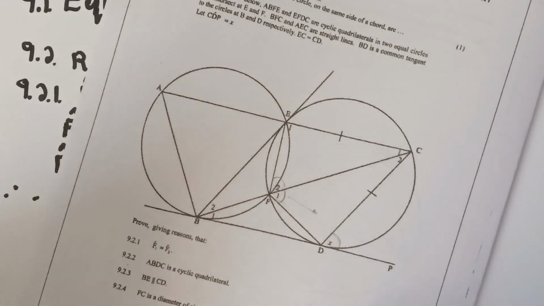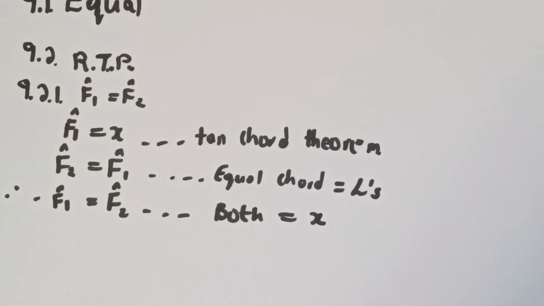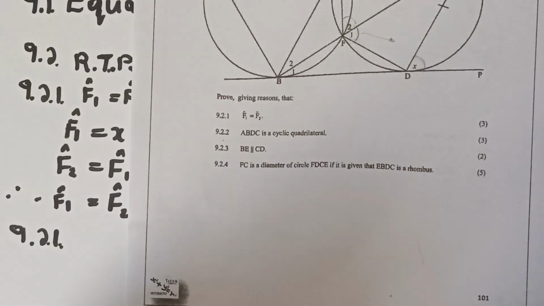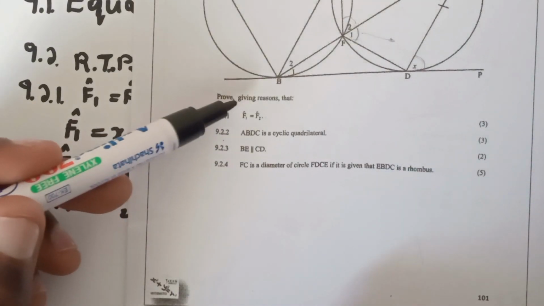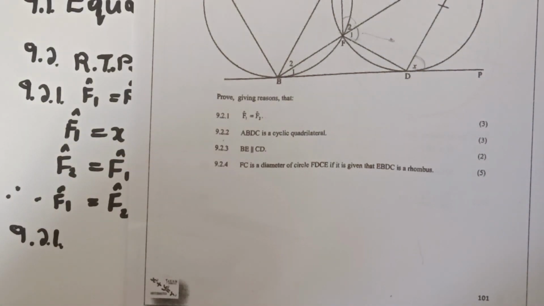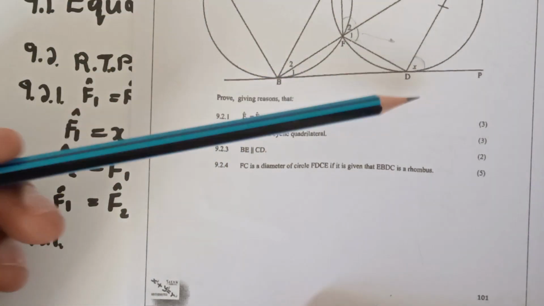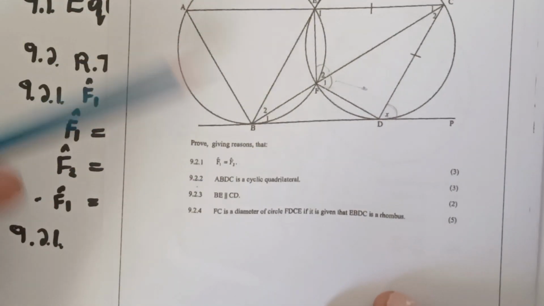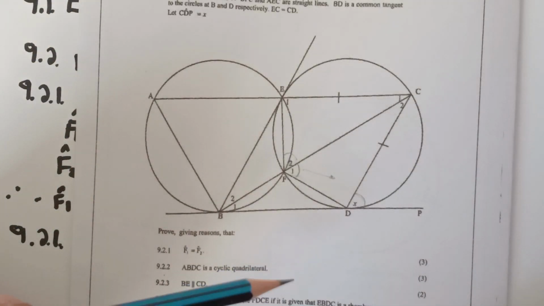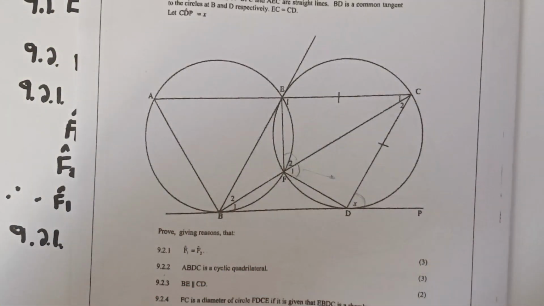So now 9.2.1. It says, prove, giving reasons, that ABDC is a cyclic quadrilateral. Looking at this one, here is ABDC, proving that it is a cyclic quadrilateral.